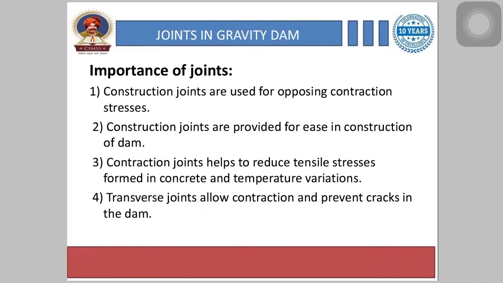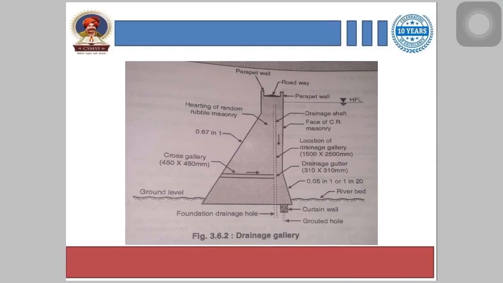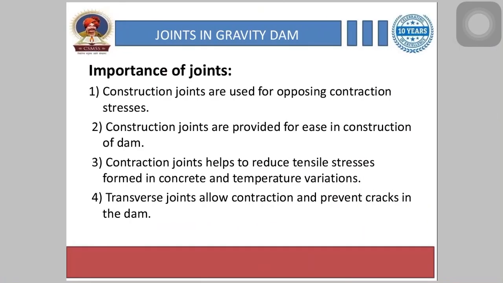Next, we will see the joints in gravity dam. We saw previously the drainage gallery that is provided, as you can see in this figure. That gallery is provided in order to relieve the uplift pressure exerted by the seepage water. Now, we will come to the point, joints in the gravity dam.